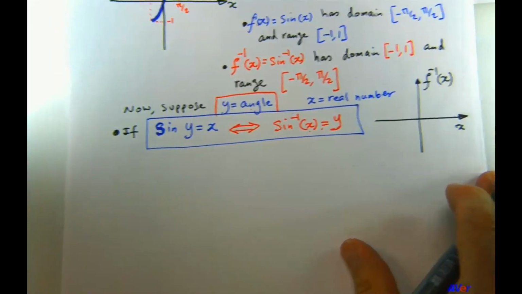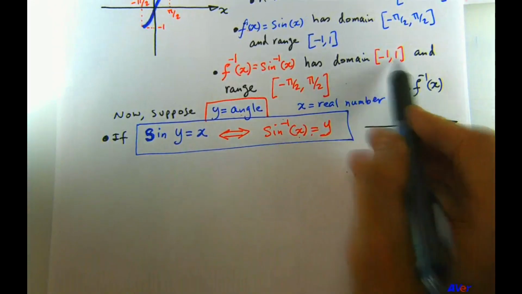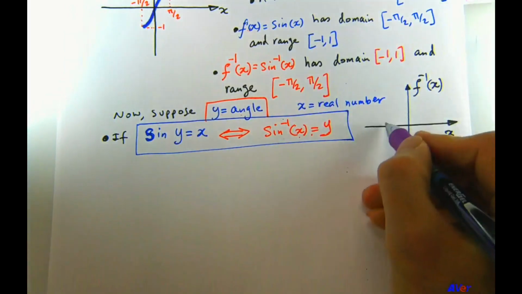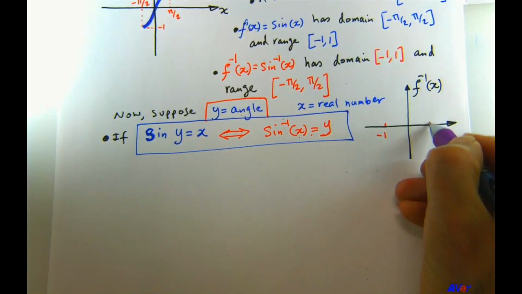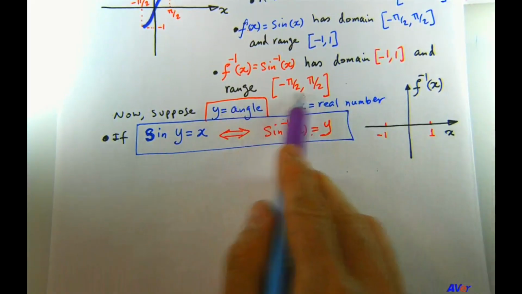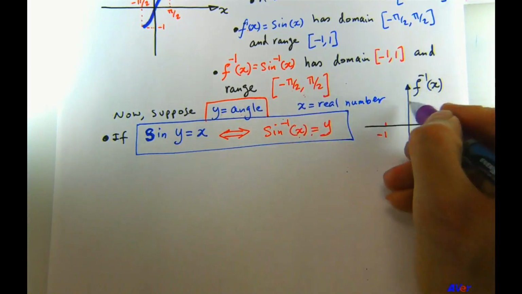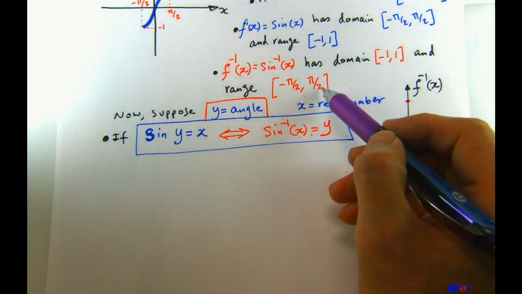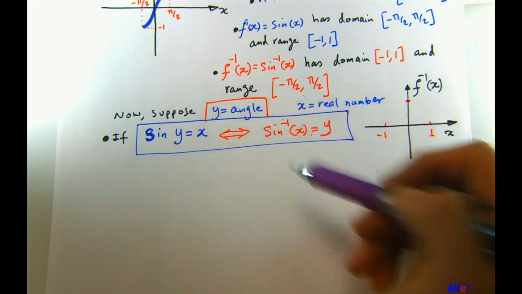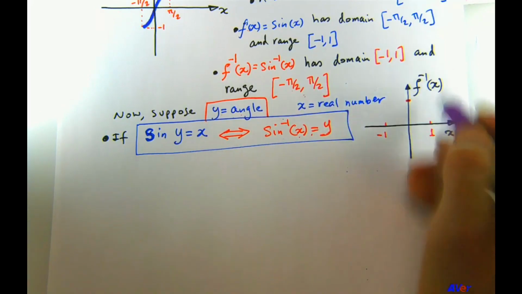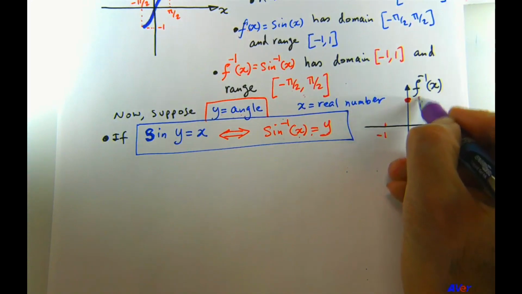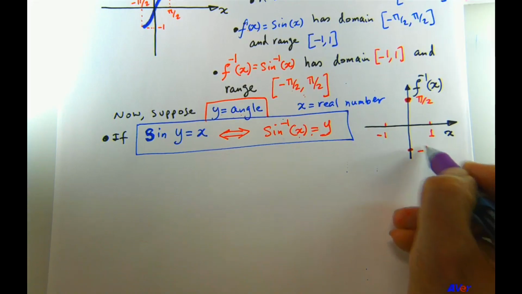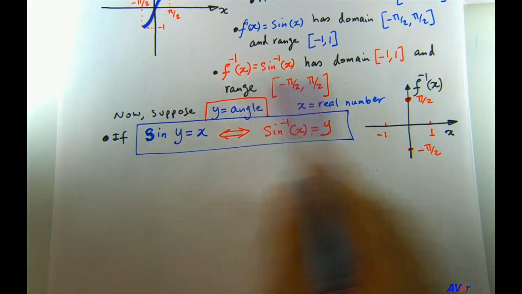So notice that the domain, that is along the x-axis, is going from -1 to 1. How about the range? It's from -π/2 to π/2. So π/2, you know that's 3.14/2, right? So it's a little bit over 1. So that increment should be larger than this. So let me make it here. So that's π/2, and way down here, that's -π/2. I'm going by that.